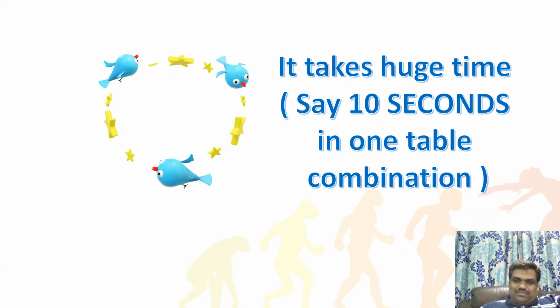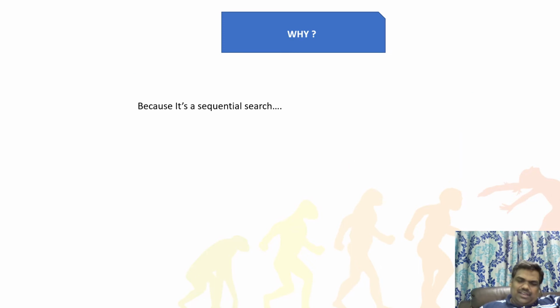So in this particular example combination, it takes 10 seconds. Just imagine, that's one table combination. We don't know. The response time completely depends upon the number of records in your table, the data type of the table, the relationship of the table, and the way you are querying. There are many things. But in this particular example, I'm just giving 10 seconds. Why are these response time issues happening? As I mentioned several times, it's a sequential search.